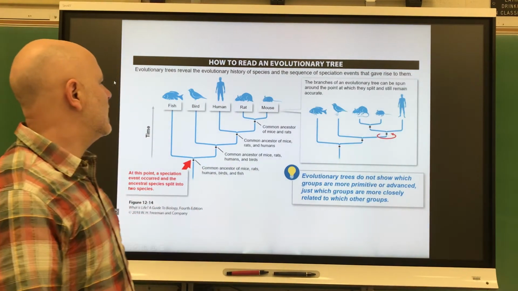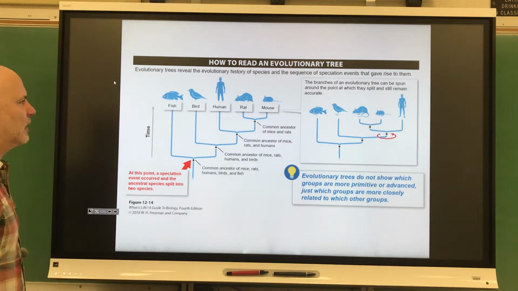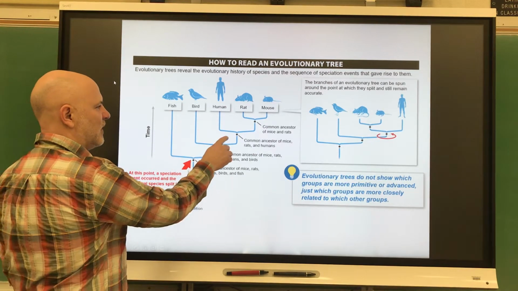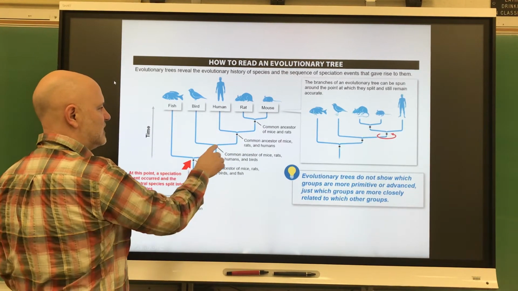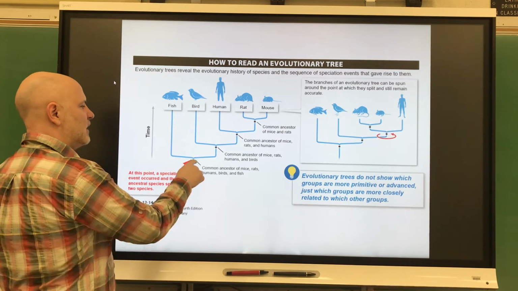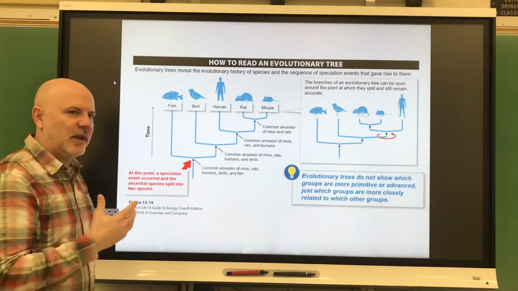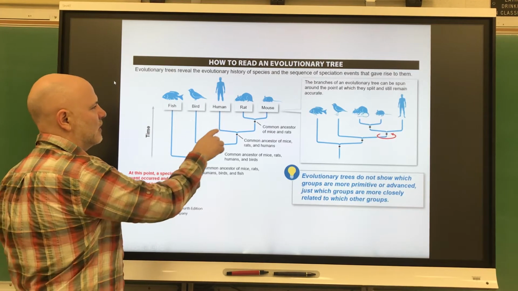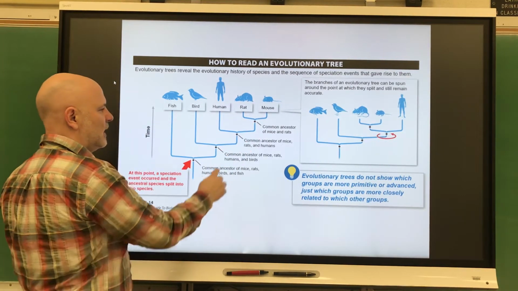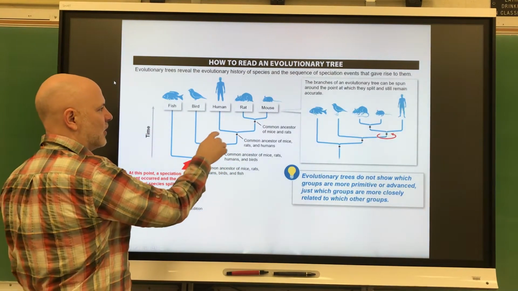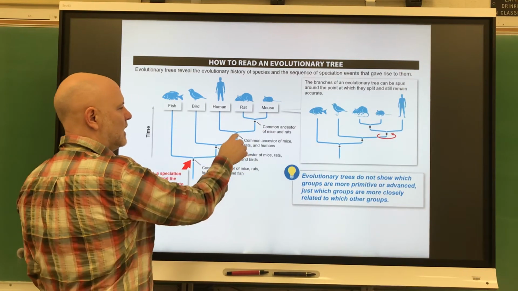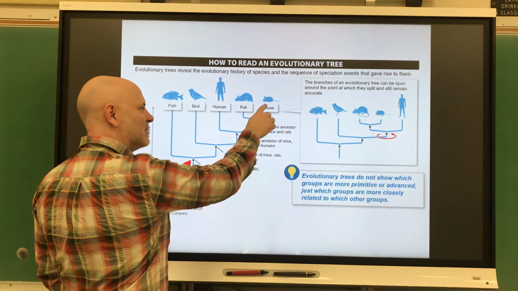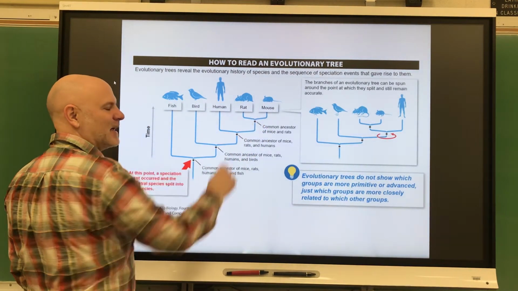So we look at this here, and in looking at phylogenies, wherever we have a speciation event, and that's what that is trying to show, that is where we also have a common ancestor. So back here we had a common ancestor to fish and birds and humans and rats and mice. Here's where we had a common ancestor to birds, humans, rats, and mice. Here, common ancestor to humans, rats, and mice. Here, common ancestor to rats and mice.